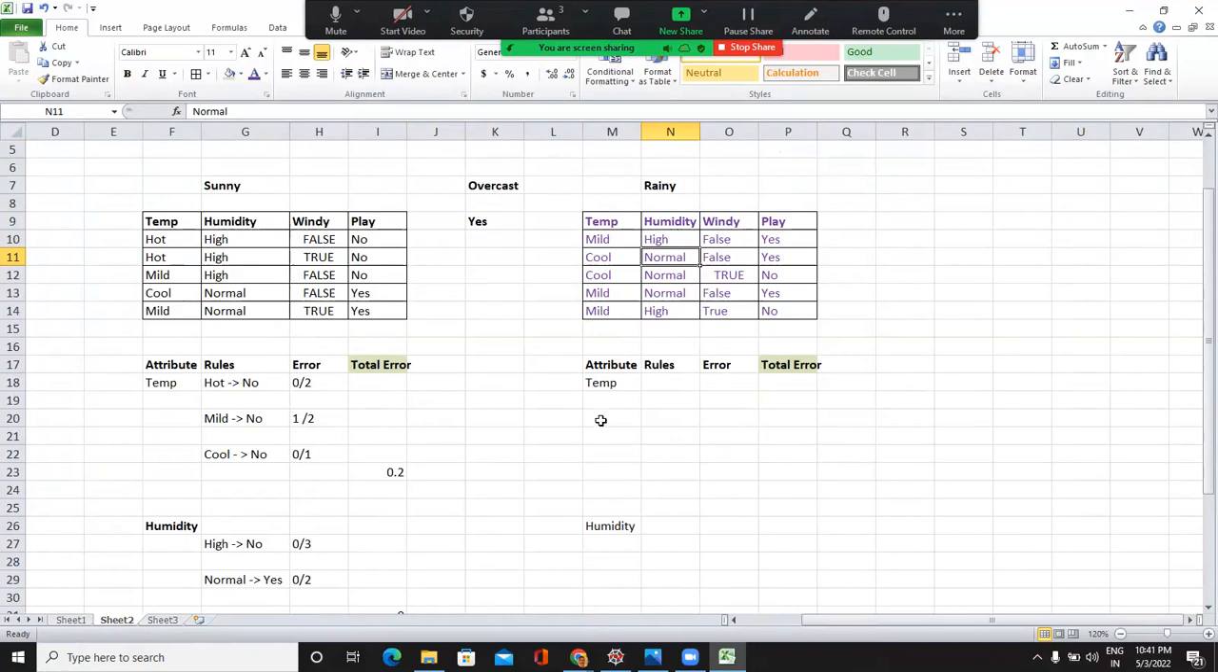So temperature here it is mild and cool. Only two types are there. So mild, yes, yes, no. So we will keep mild, yes. 2 out of 3 times it is yes. So error will be 1/3.